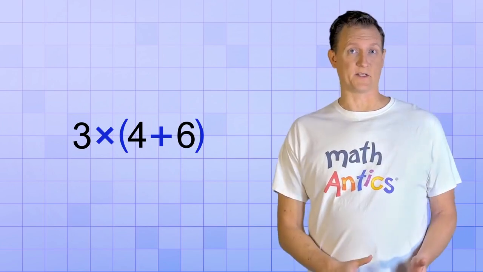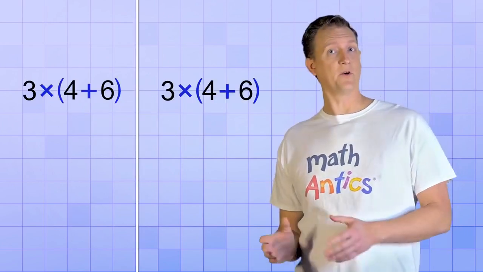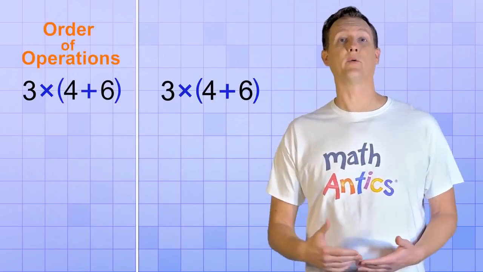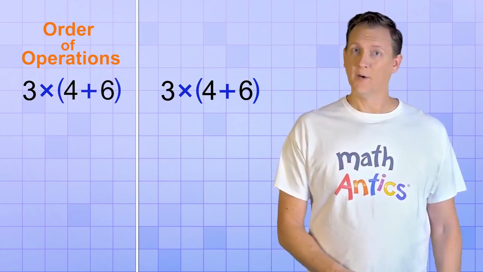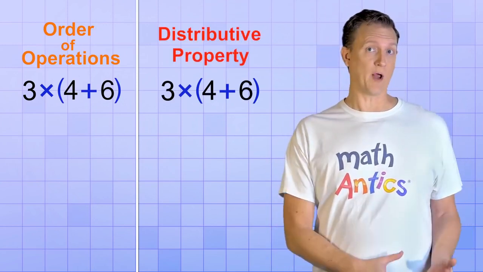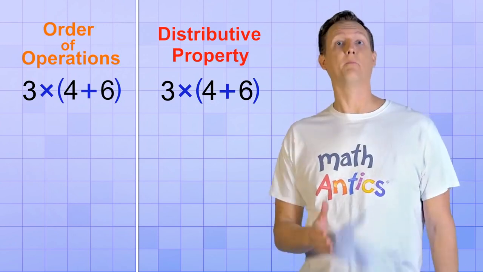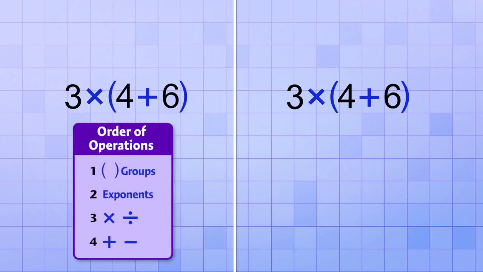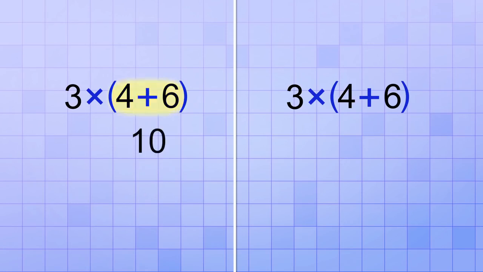We're going to simplify this expression in two different ways. The first way will just use the basic order of operations rules that you already know. But the second way will use the distributive property. And if we do the arithmetic right, both ways will give us the same answer. So for the first way, our order of operations rules tell us that we need to do any operations inside of groups first. And since these parentheses form a group, we first need to add the 4 and 6, which gives us 10. Next, we can multiply that by 3, which gives us a final answer of 30.